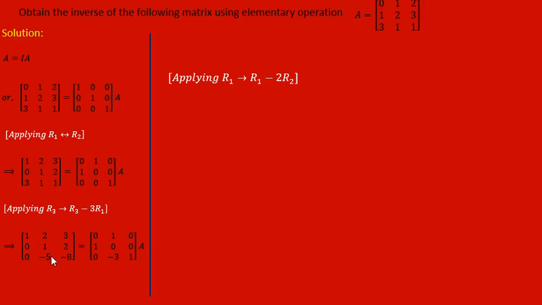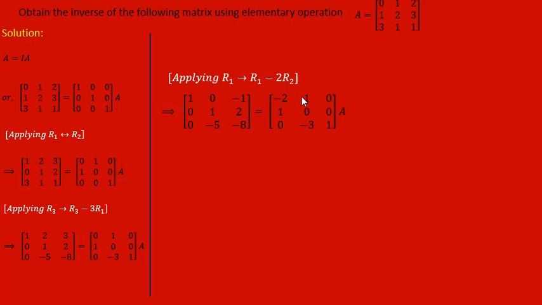So what I am doing? I am making this as 0 and this as 0. So apply: 2 minus 2, 0. This 1 minus 0, so it is going to be 1 only. And 3 minus 4, because 2 times of this row, so 3 minus 4 is minus 1.